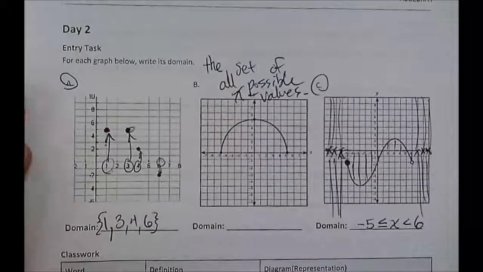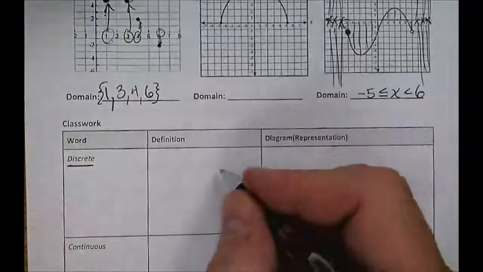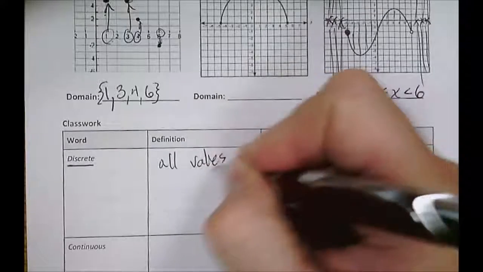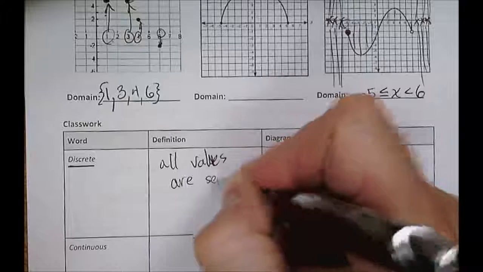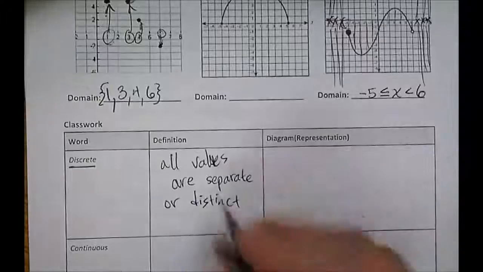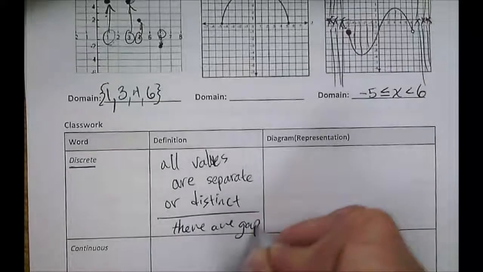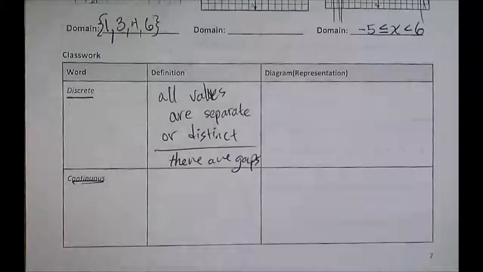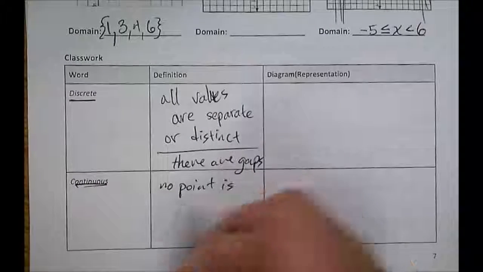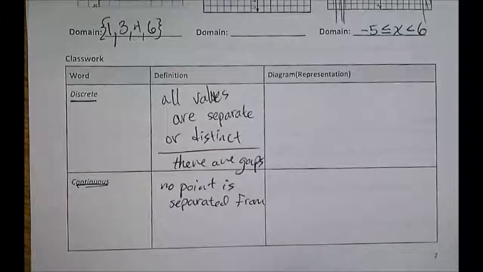This moves into the next example. What is a discrete function? Discrete means that all values are separate or distinct, that there are gaps. Continuous has the flip of that. Continuous means that no point is separated from the nearest one, from the next closest one.